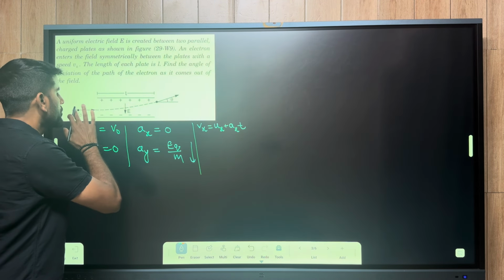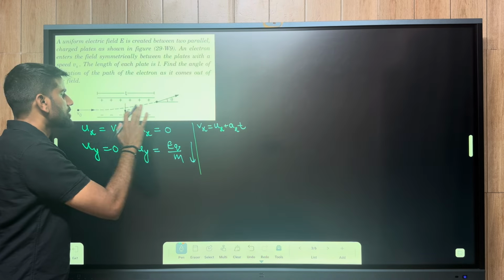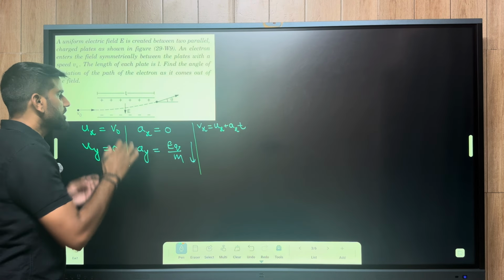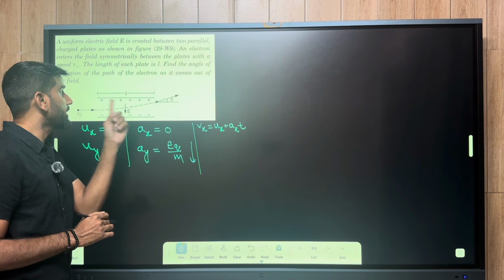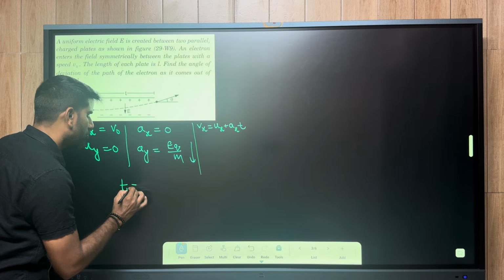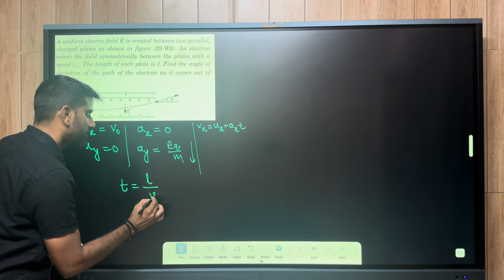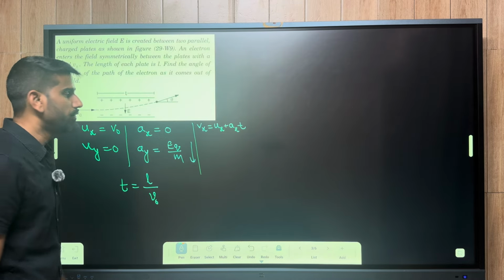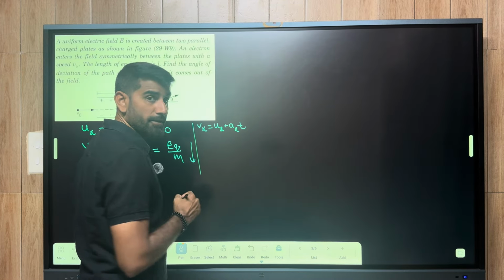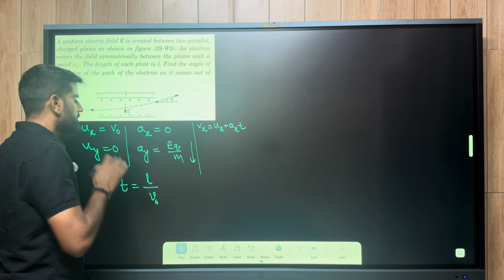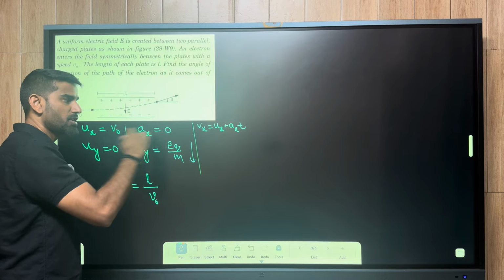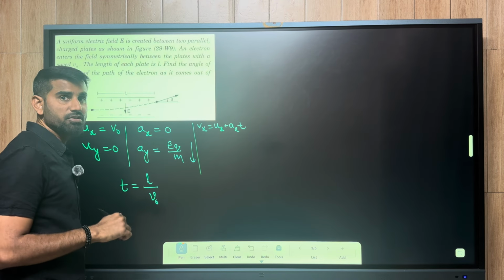As the horizontal velocity is v naught, what is the time taken for this particle, the electron, to cover the entire length L? Time t is equal to distance by velocity, L by v naught. Why are we using this constant velocity v naught? Because in the horizontal direction the velocity remains the same, because the acceleration is 0.